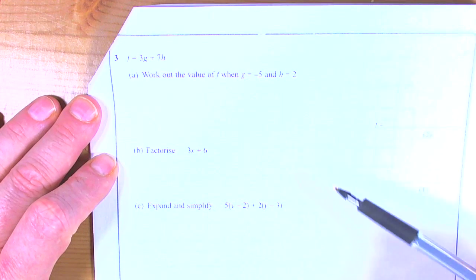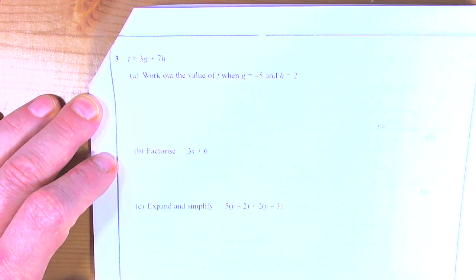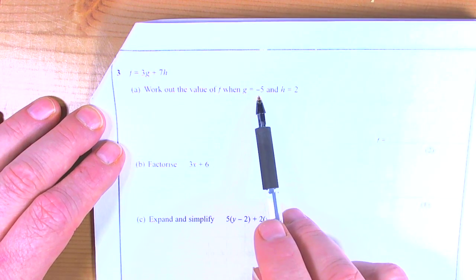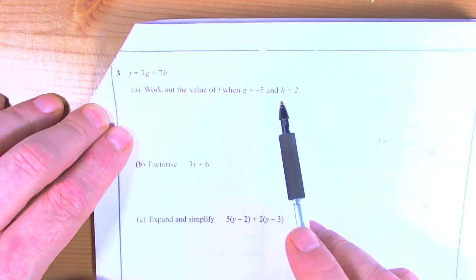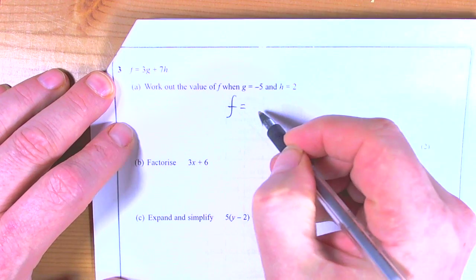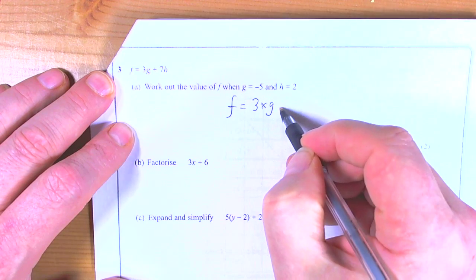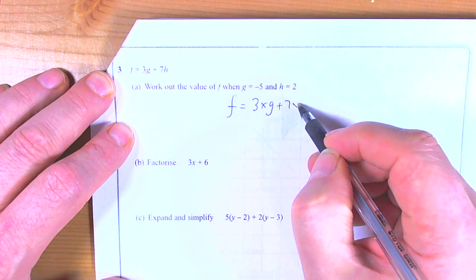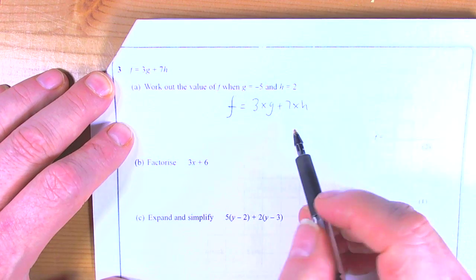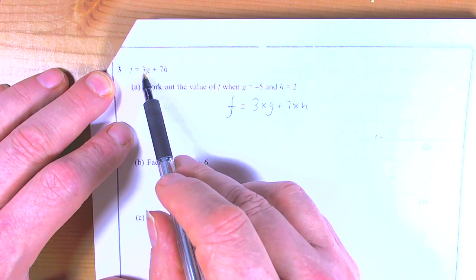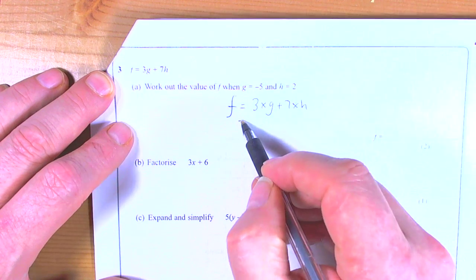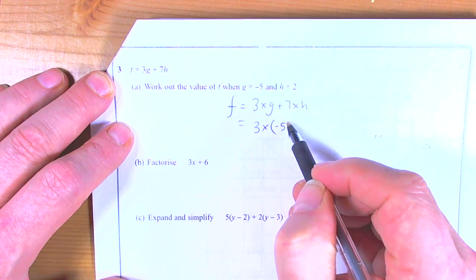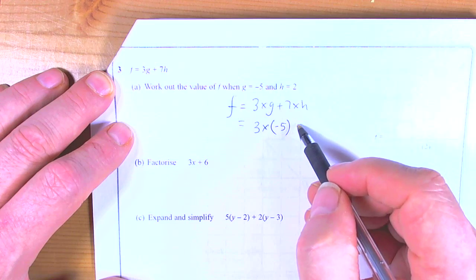This question involves a mix of algebraic topics, so just go through each one. Work out the value of f when g is equal to -5 and h is equal to 2. I'd recommend that you write out exactly what the formula is suggesting by putting back in all the operations. Number next to letter, we end up timesing, and then substitute your values in. My recommendation is always substitute with a bracket, and then you can work it through.